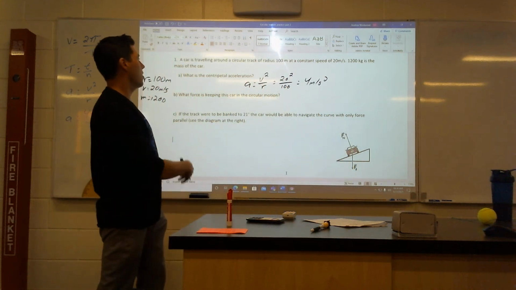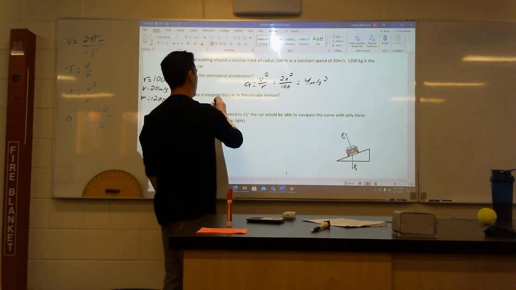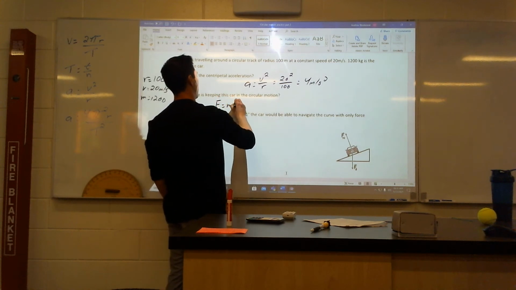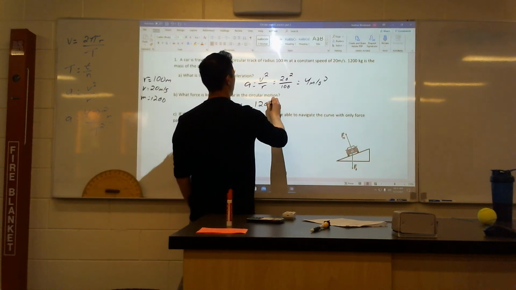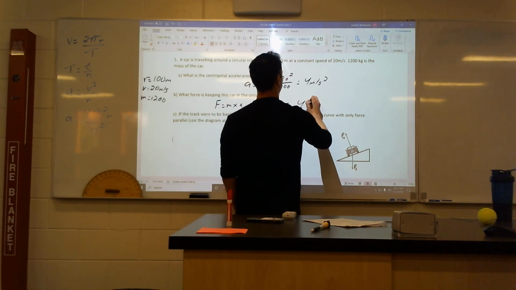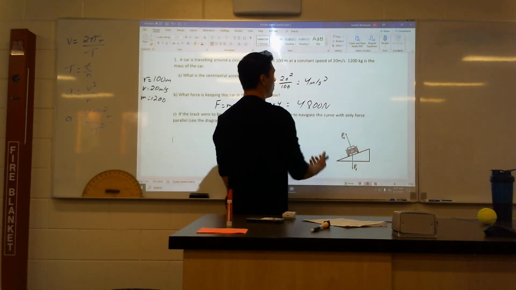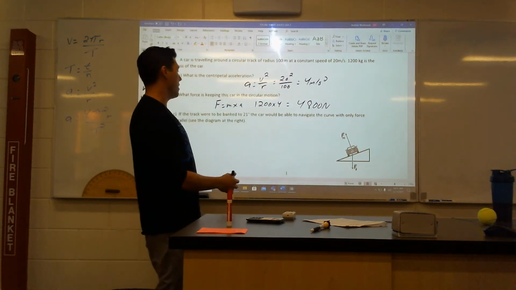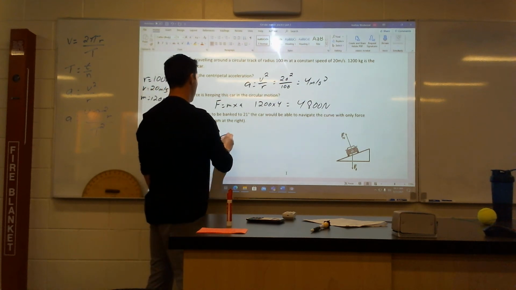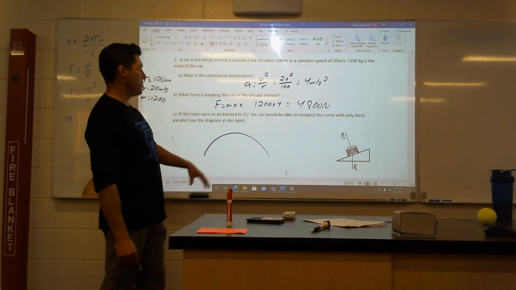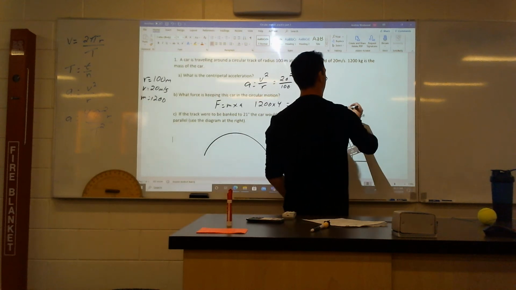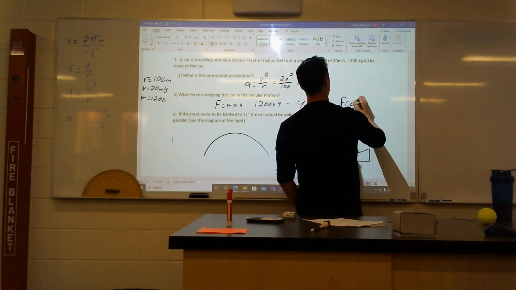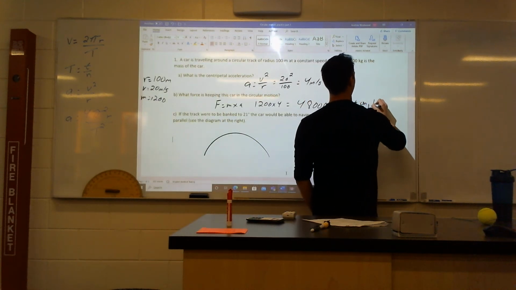What force is keeping the car in the circular motion? So let's just find the force. The force equals mass times acceleration. So 1200 times 4 gives me 4,800 newtons. What force is actually keeping that? Like again, if I have a circular track, what force is actually keeping that in? It's either one of two forces. Again, it has to be either friction or with the help of force parallel.